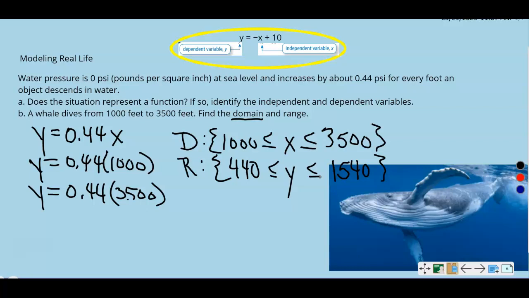All right, so again, the domain is from how far the well dives. And for the range, we had to input our x values into the function to figure out what the y value is. So y equals 440 when we plug in 1,000, and y equals 1,540 when we plug in 3,500.